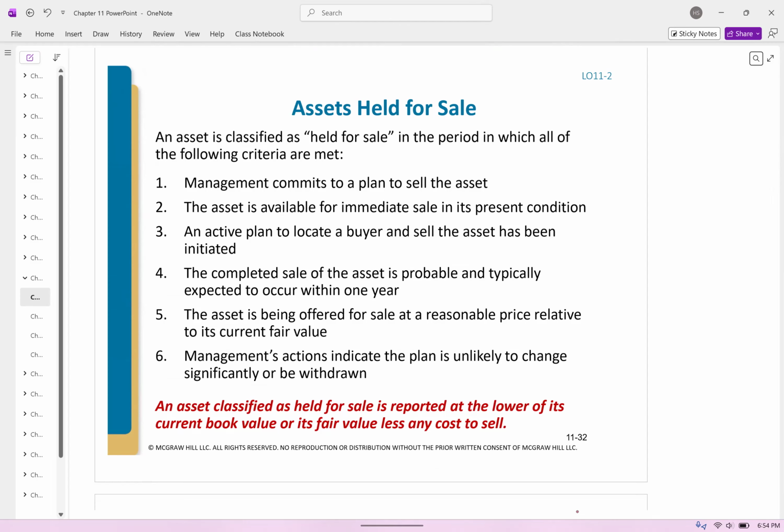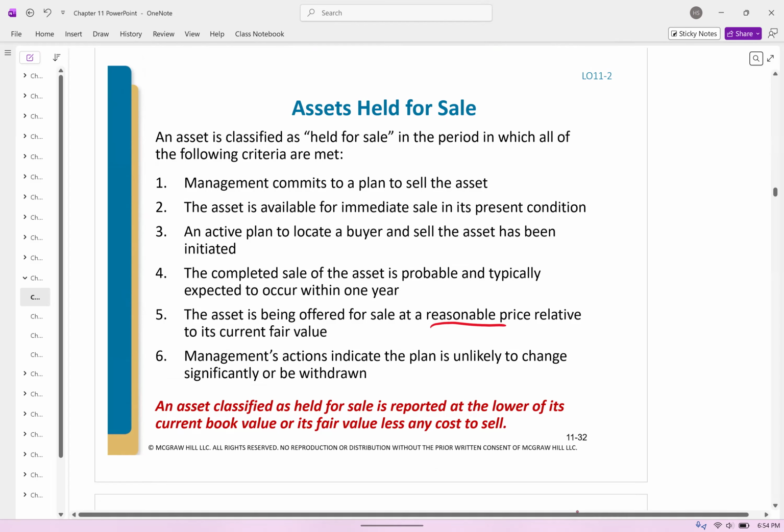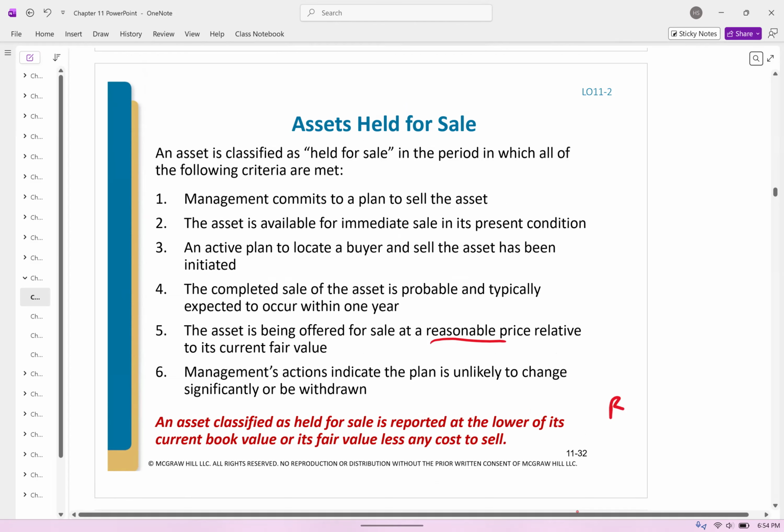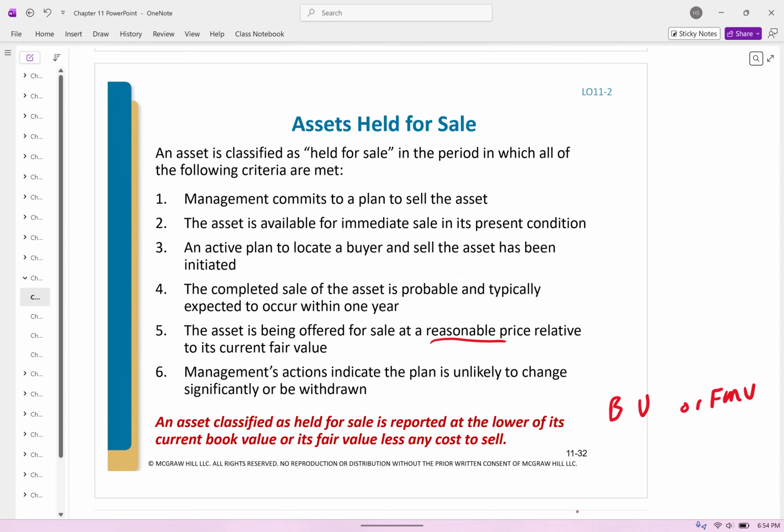And the asset is being offered for sale at a reasonable price relative to the current fair market value. Management's actions indicate the plan is unlikely to change significantly or be withdrawn. We are going to have to list it on our books at whichever is lower, book value or fair market value. Whichever one of those is lower, because remember, we're US GAAP accounting. We want things to look very conservative, the worst case scenario.